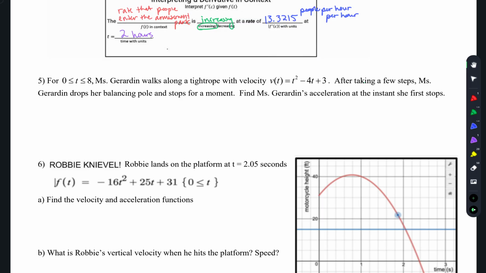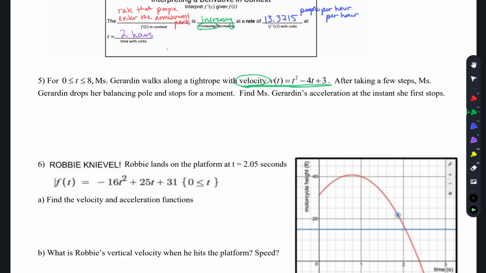So they're going to give you some kind of situation. It's usually like they'll give you starting points, or when you're done, or when you stop, that kind of thing. So you just have to pick the information you need and do the certain derivatives you need to get what it's asking. So we already have velocity. Okay, so this is not a position function. Pay attention to that. Okay, so then I need the acceleration at the instant I first stop.